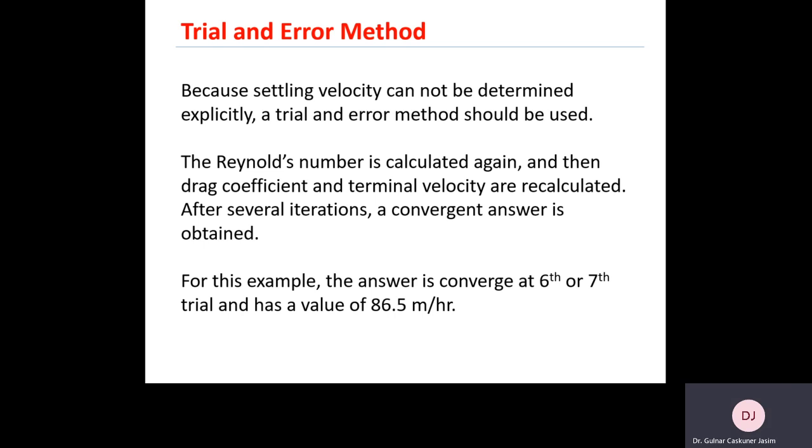Because settling velocity cannot be determined explicitly, a trial and error method should be used. The Reynolds number is calculated again, then the drag coefficient and corresponding terminal velocity are recalculated. After several iterations, a convergent answer is obtained. For this example, the answer converges at the 6th or 7th trial and has a value of 86.5 meters per hour.